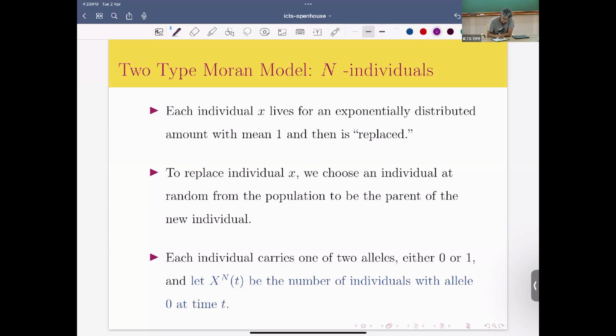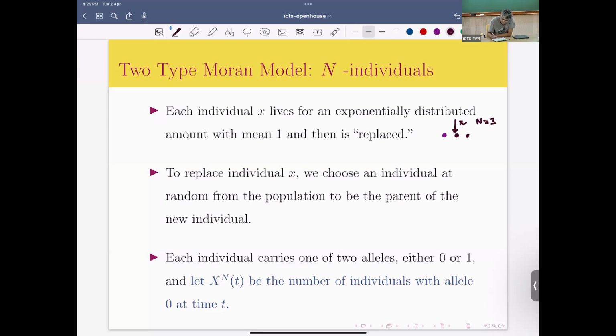Each individual carries two types or two alleles, 0 or 1. So whoever you choose, you will imitate that person's type. So for example, let's just do a simple n equal to 3 structure. Let's say at time 0, I have one purple individual, which is 0, and I have two brown individuals. And let's say this is my individual X that I'm following.